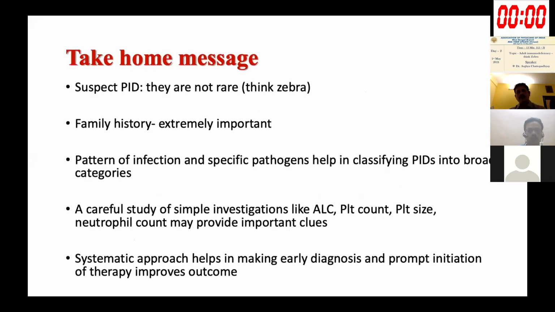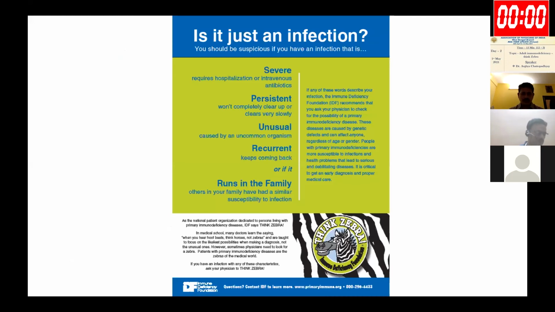So take home messages: suspect PID. They are not that rare. Family history is extremely important. Pattern of infection and specific pathogen help to classify the PID, and careful history and investigation like complete hemogram, platelet size. A systematic approach will help. So it is just not an infection.